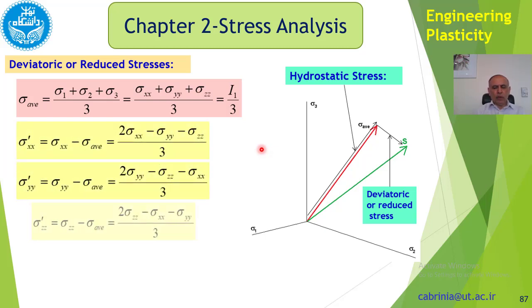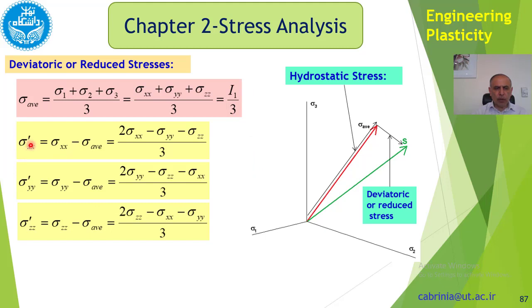So what do we mean by deviatoric stress? We mean this vector. Okay? In other words, we have subtracted the hydrostatic component of the stress from the stress vector, and we are left with the deviatoric or reduced stresses, as we say. It's reduced by the hydrostatic stress. So here is the hydrostatic stress or component. Now here are the reduced ones.